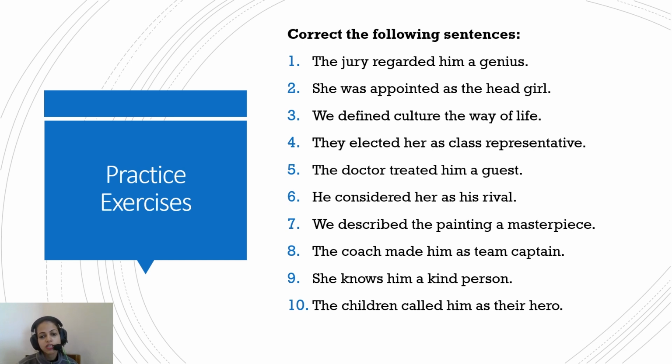He considered her his rival because consider itself is complete and does not need to be followed by "as". We described the painting a masterpiece. We described the painting as a masterpiece. The coach made him as team captain. No, the making itself is complete enough, giving the whole meaning. So we do not need "as" to connect. The coach made him team captain. She knows him a kind person. She knows him as a kind person. The children called him as their hero. No, the children called him their hero. The meaning is established by the word called.